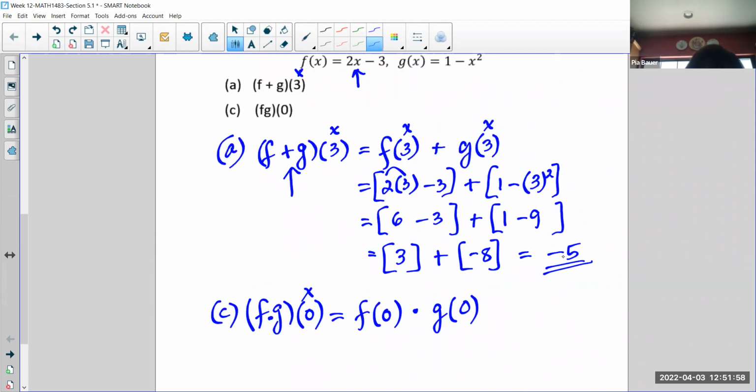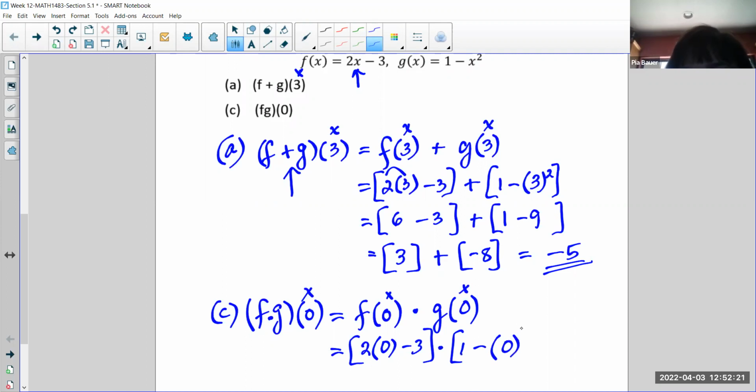So now we do the substitution. And remember, this means x equals 0, so we're substituting x for 0 into the formula for f in place of x. Then here, g of 0, x equals 0. So we're substituting x for 0 into the function g of x.